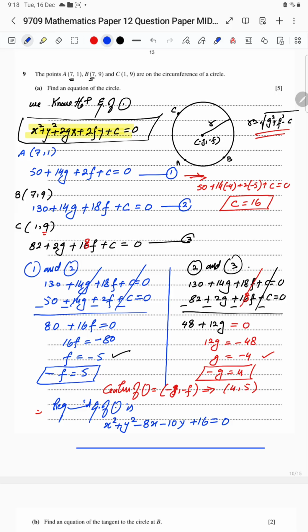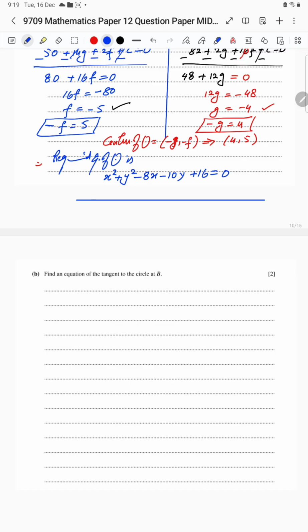A simple case study, you just need to know the formula and general standard form of the equation of a circle, this one, and replace the circumference points A, B, C one by one to get 3 equations, all solved simultaneously to get center and radius, and define the equation of circle.